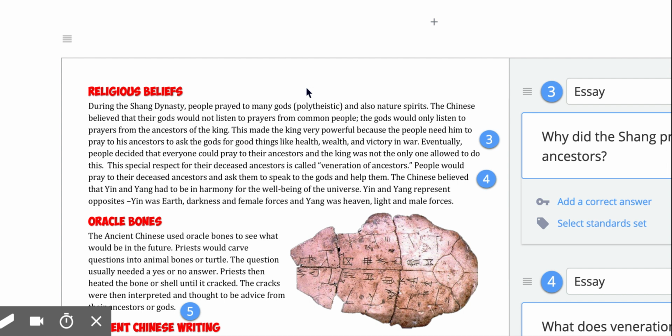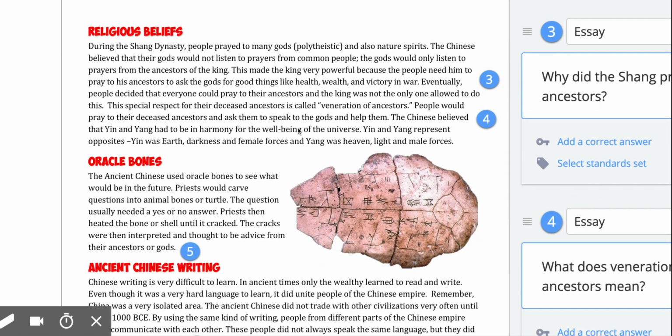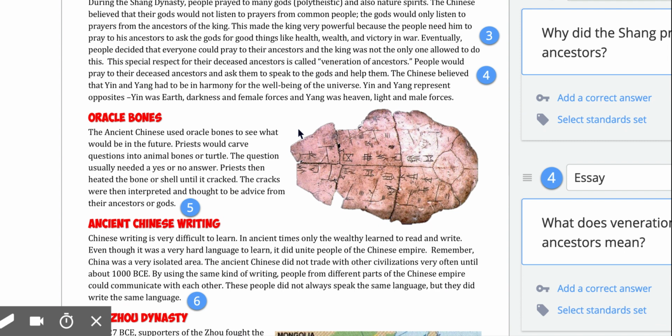The Chinese believed that yin and yang had to be in harmony for the well-being of the universe. Yin and yang represent opposites. Yin was earth, darkness, and female forces, and yang was heaven, light, and male forces. Oracle bones. The Chinese used oracle bones to see what would be in the future.